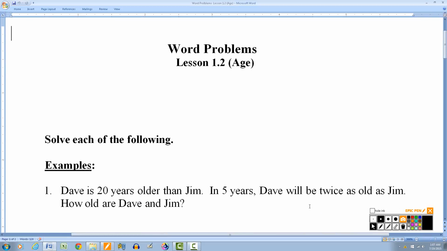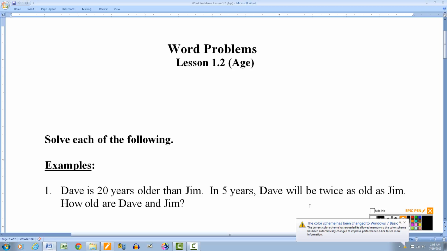And again, what you want to do at the beginning is read the problem carefully. Make sure you understand what they're asking you for. And then think about what plan you're going to use. How are you going to set it up? Are you going to use an equation? In most cases you will.